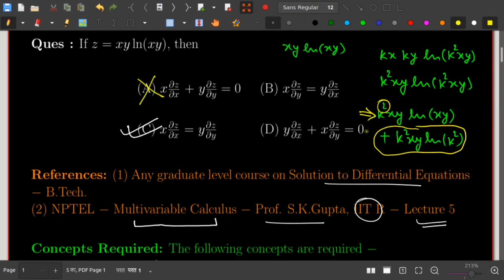And secondly, even if the function would have had degree 2, the 0 would not have been here. It should have been 2 times z, or 2 times xy ln xy, but that's again not true. So this is all about a homogeneous function.